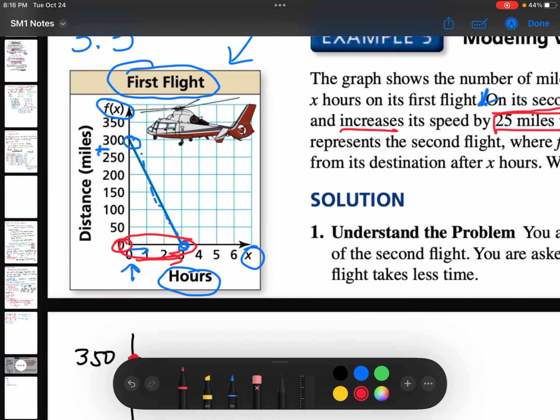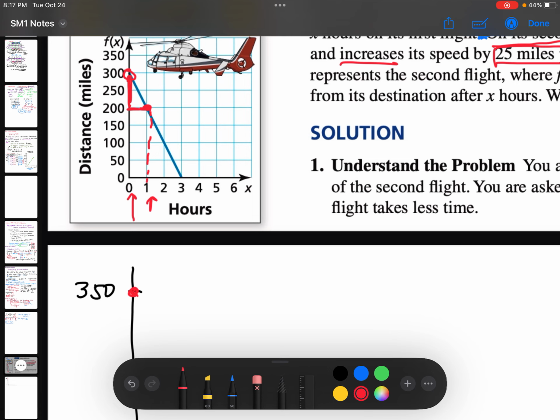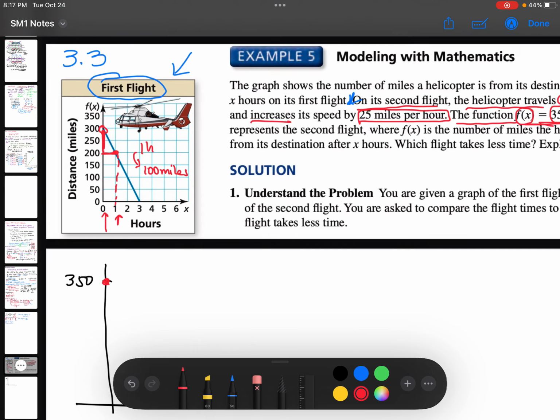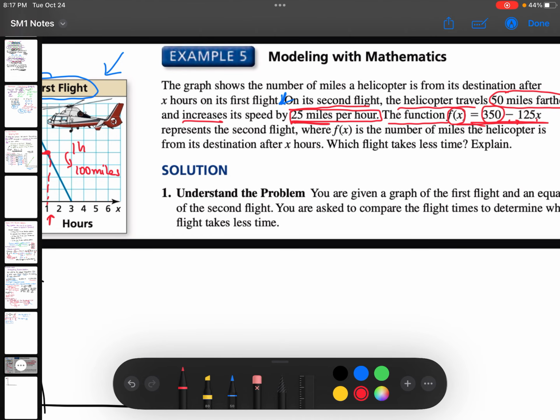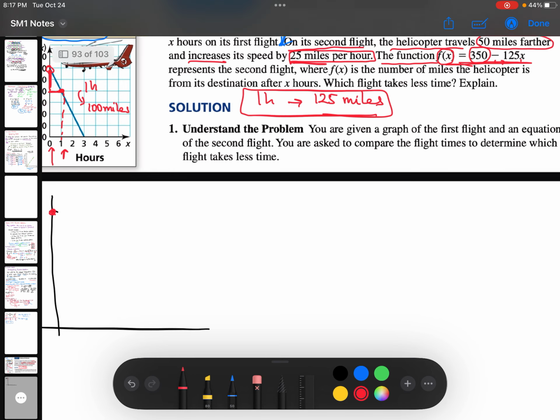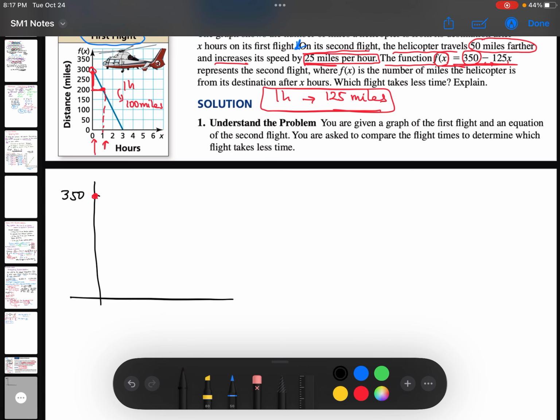I want to zoom in on the graph and show you something important here. In the first flight, you can see this. At time 0, it is 300 miles away from destination. What happens after 1 hour? Where is it? At 200. So can you see that after 1 hour, the helicopter travels 100 miles? Whereas in our second situation, they tell you that for every hour, it travels 125 miles. And we are assuming that this rate of change is constant. So the way it goes is like this. When it's 0, let me do 1, 2, 3, x. This is f of x, remember? So let's see what happens.